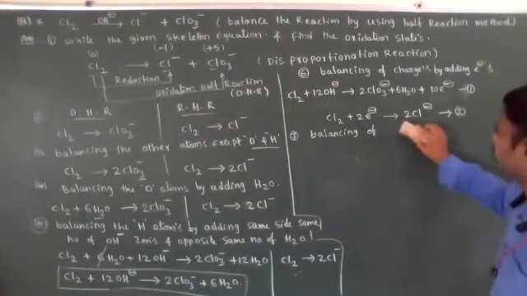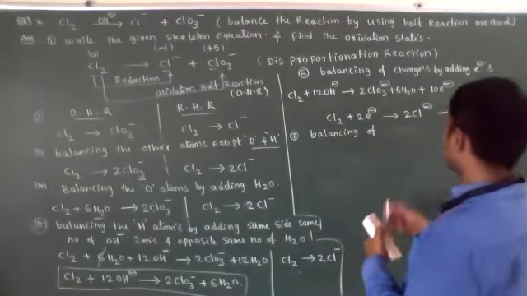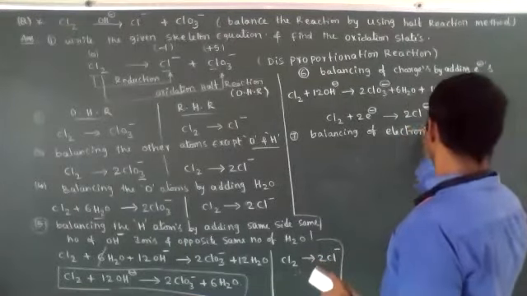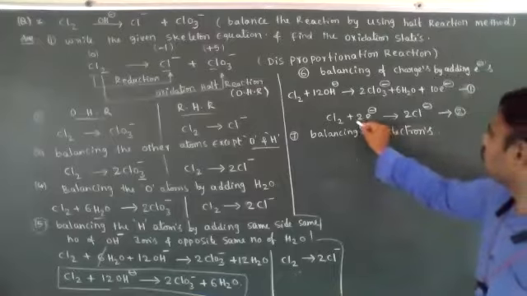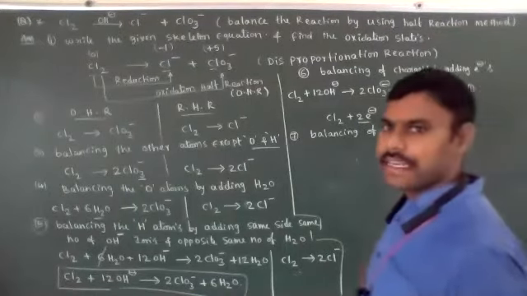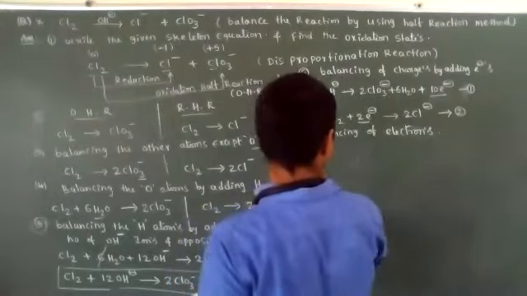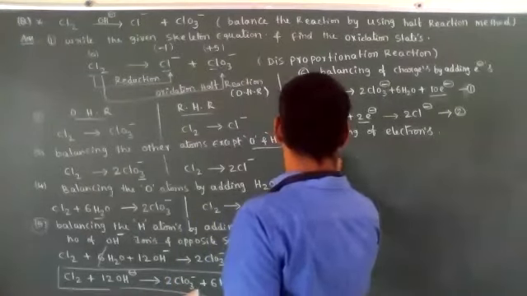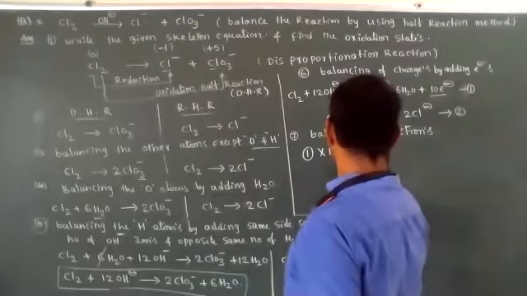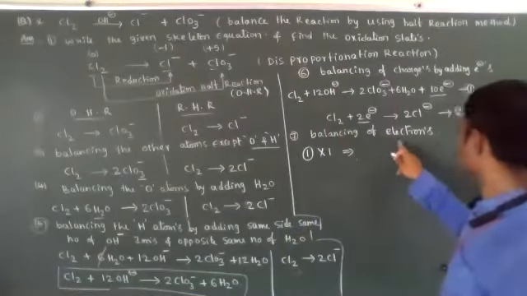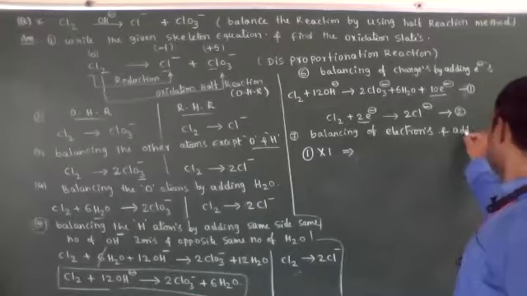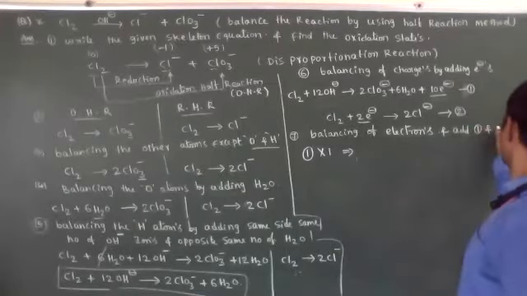electrons. Balancing of electrons. See, here 2 electrons are present and here 5 electrons are present. That's why the equation, one equation I multiplied with 1. Then you have to write balancing of electrons and add 1 and 2.